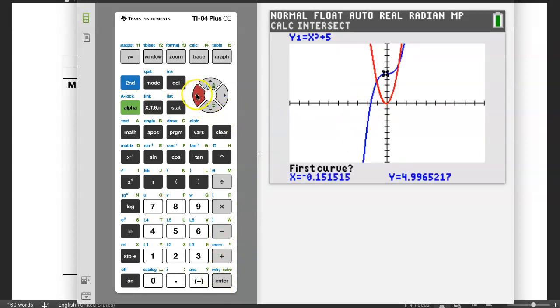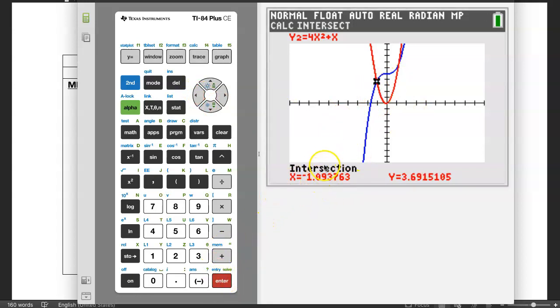It'll ask us for the first curve and the second curve. You're okay to just press enter and enter. You want to make sure you have your two different curves. Next it'll ask you for a guess. We're going to get pretty close to what we think is correct, and this will be our intersect.